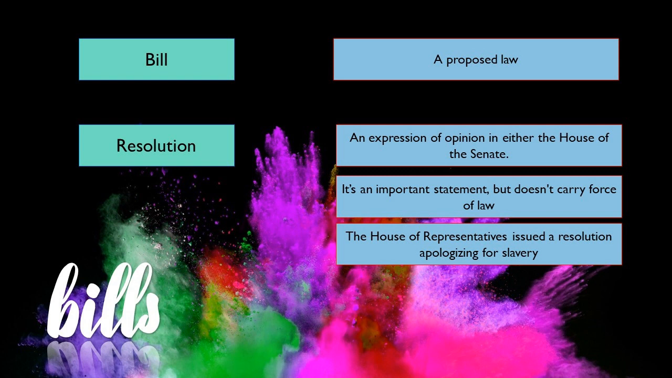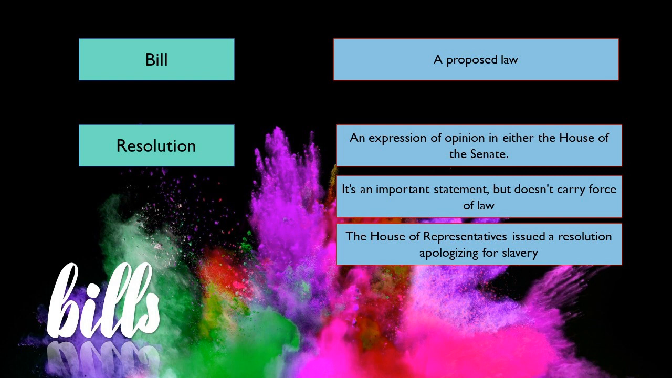So like, for example, the House of Representatives issued a resolution apologizing for slavery. So they drew up an apology. They agreed to the language of the apology. They voted on the apology. And so the House of Representatives has apologized for the United States having slavery. But when we say it doesn't carry the force of law, that's what happens with this apology. It didn't do anything.